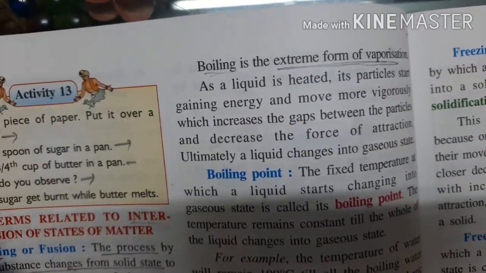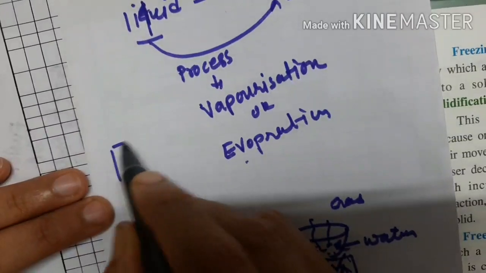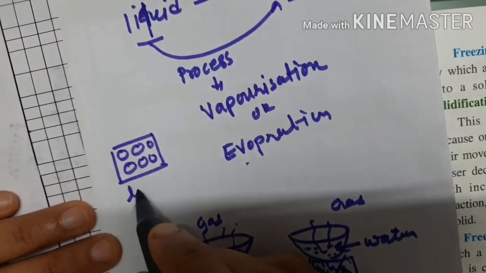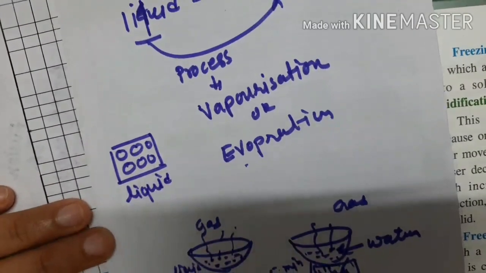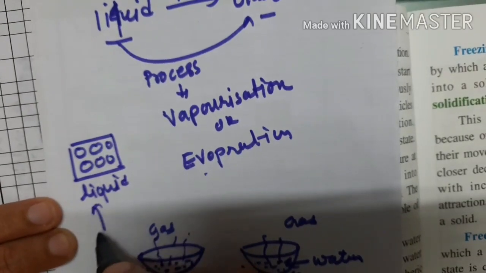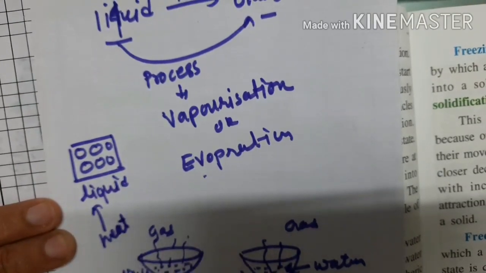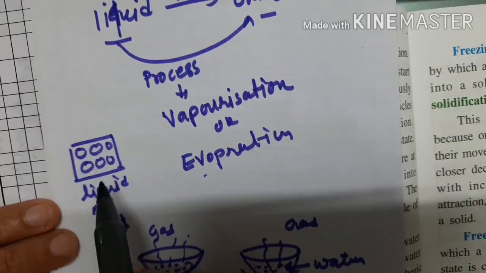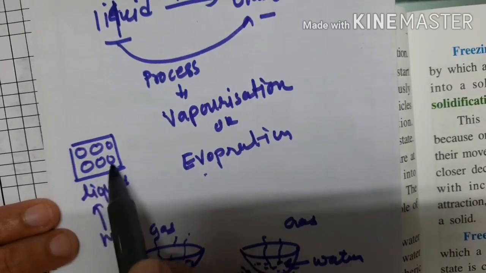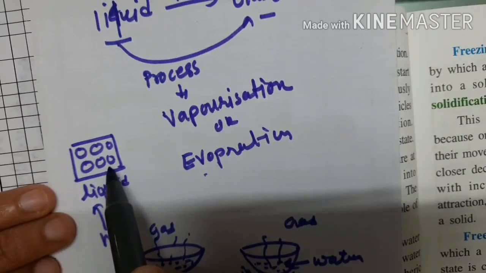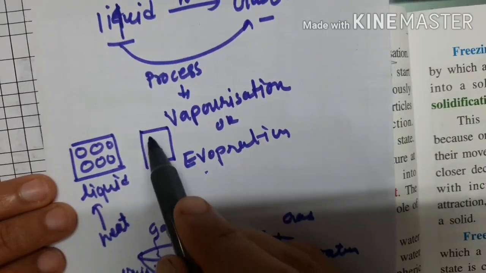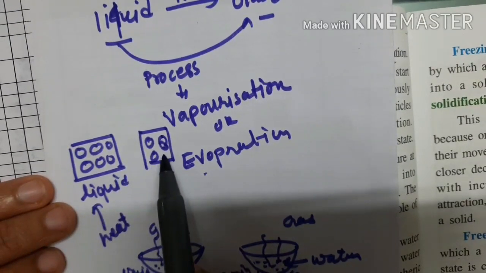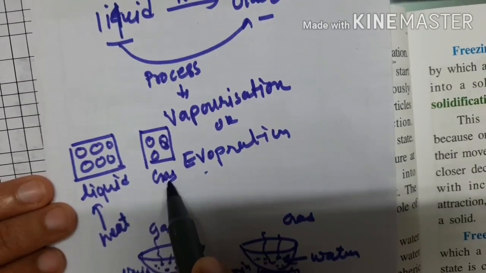Now what is happening here? You know that the liquid particles are like this. This is a liquid particle, you know very well. Now you heat this liquid. When you heat it, what happens? The particles gain energy from the heating and start vibrating, and whatever space there is right now between the particles, now more space is created. Now it looks like this. Here the space is more compared to this one.